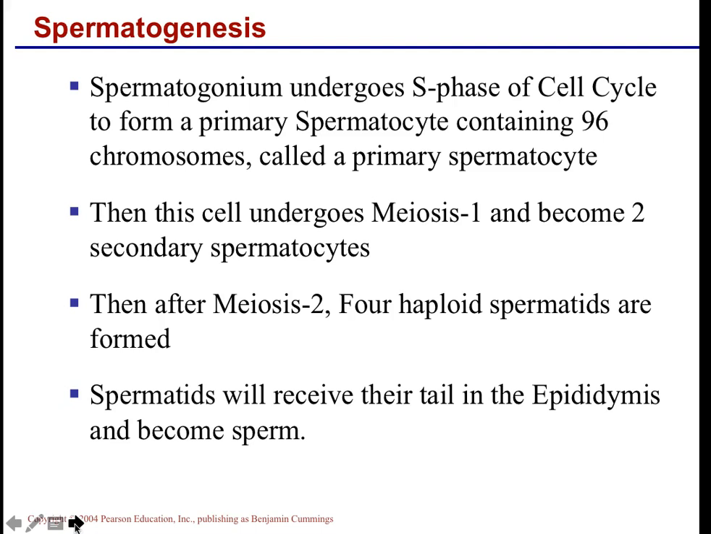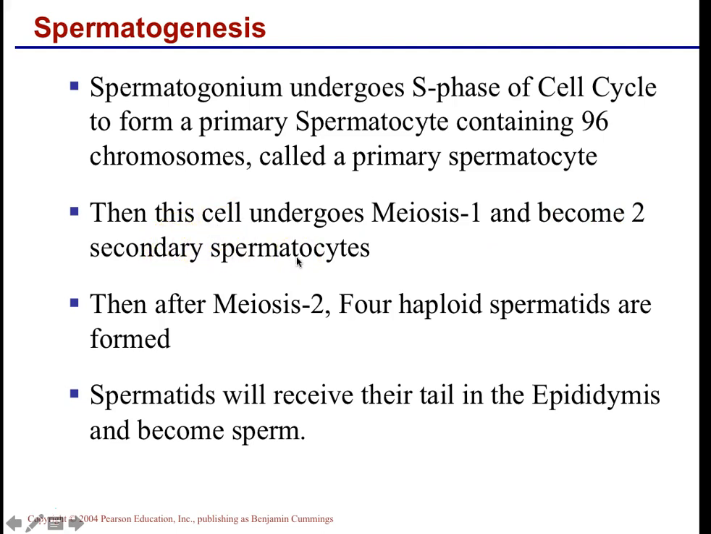Okay, so here comes some terminology. The primitive cell that gets targeted is called a spermatogonium. It's going to undergo DNA replication in the S phase of the cell cycle to form a primary spermatocyte. That primary spermatocyte cell has 92 chromosomes, because 46 and 46 is 92, and then that cell goes into meiosis 1, and at the end of meiosis 1, you've got 2 cells that are called secondary spermatocytes.